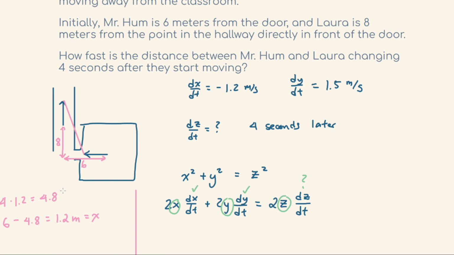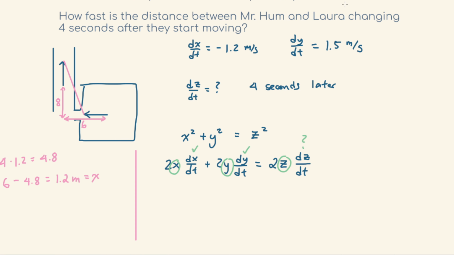Same idea for Laura here. So how far has she walked? Well, in those 4 seconds, walking at a rate of 1.5 meters per second, she's walked 6 meters. And if she was initially 8 meters away from the door, and now she's walking away, it's going to be 8 plus those 6 meters that she's covered in those 4 seconds. That's going to be 14. That is equal to y.